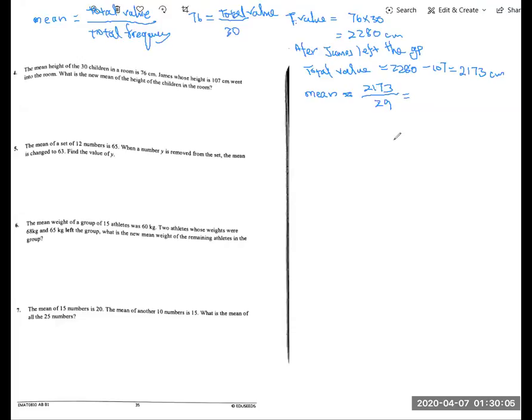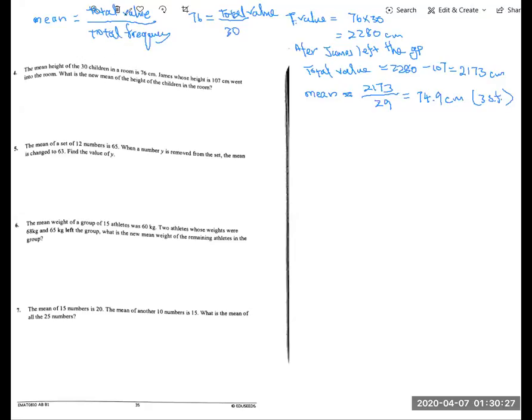You will get 74.9 cm to 3 significant figures. Okay, now that is what the question was. Now let's go back and see whether we made any mistake.